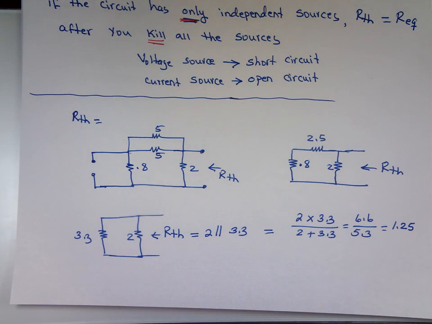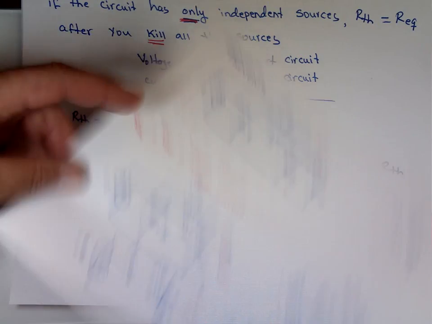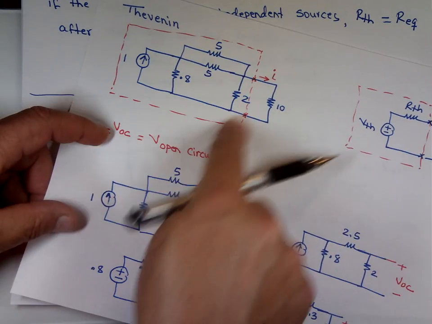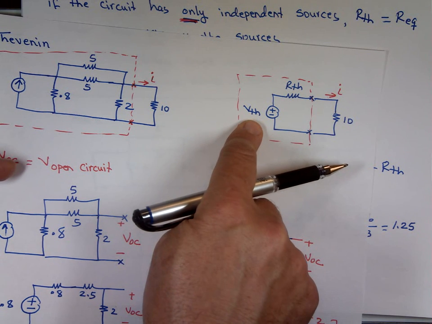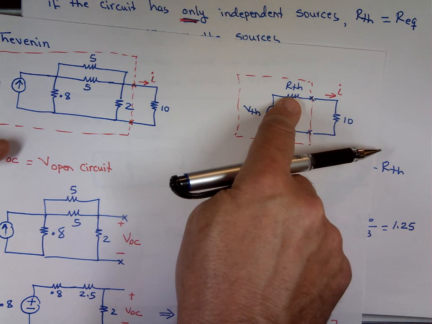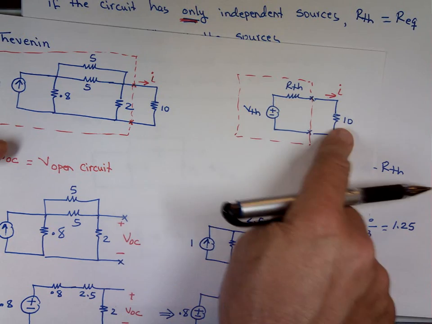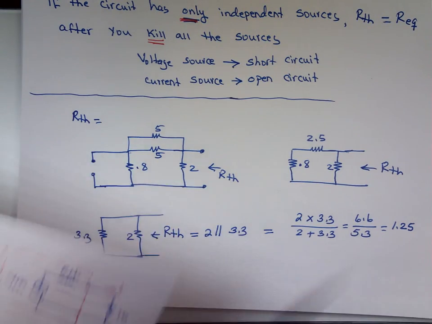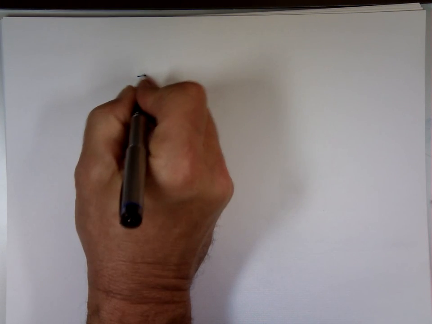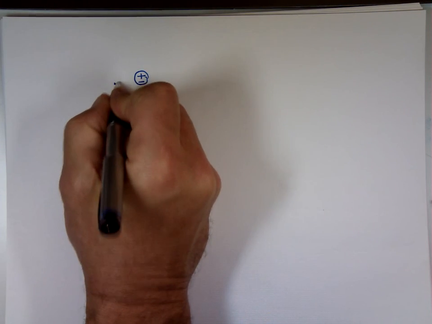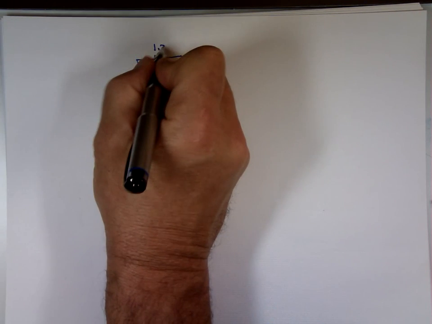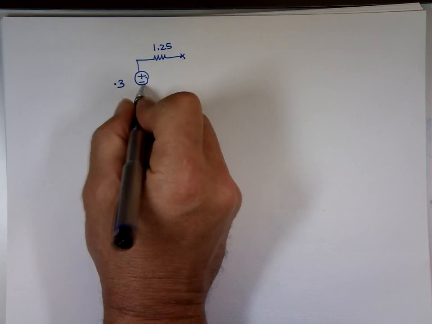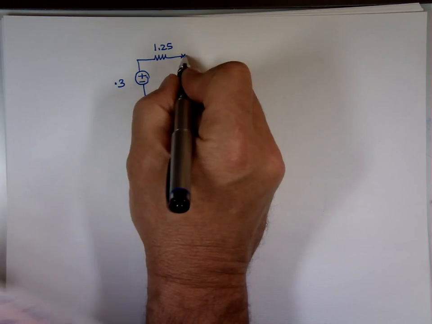Now again, what we're going to do is take this circuit out, replace it with this. So my new circuit will have V Thevenin, which is equal to 0.3. R Thevenin equals 1.25, and we get the 10 ohms. So now the new circuit, the Thevenin equivalent, will be this one. 0.3 volts, 1.25, and we have the load resistor, which is 10.